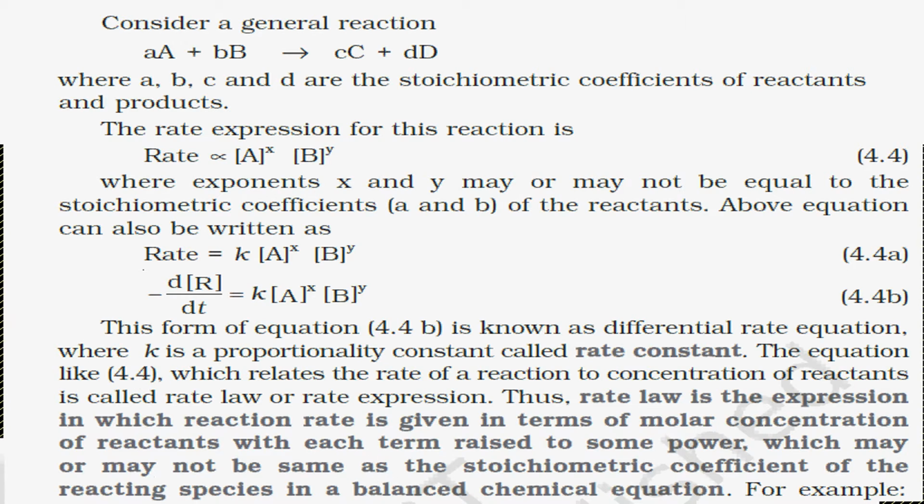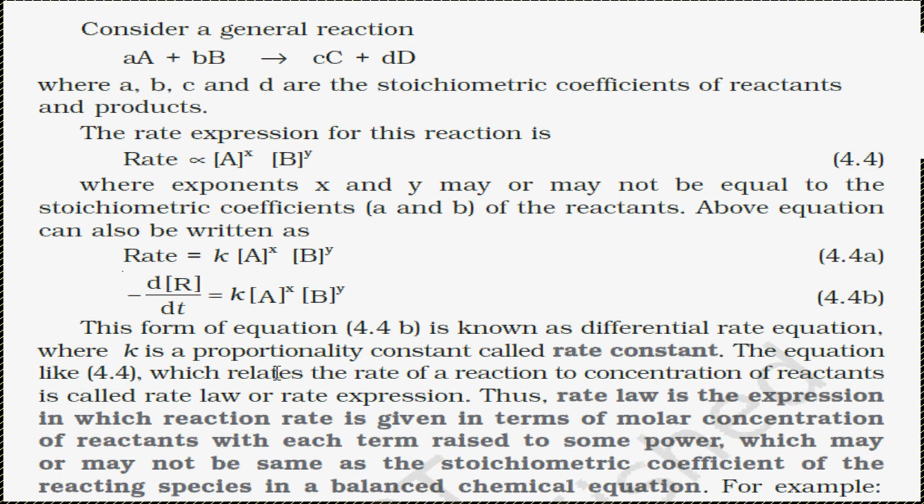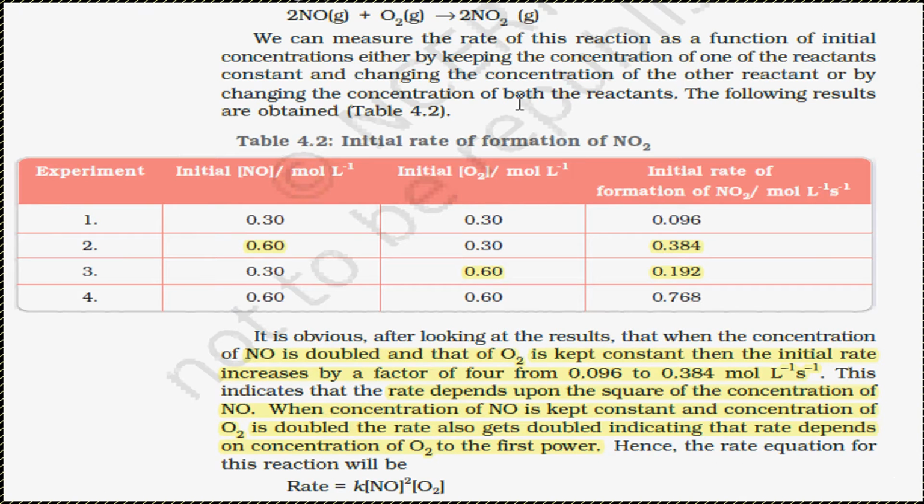So you understood this, we discussed. Now here x and y are known as the order of reaction with respect to A and with respect to B. So here x and y are experimental values. So they may be equal to or not equal to the stoichiometric coefficients a and b. Let us take an example: 2NO plus O2 gives you 2NO2. Now here let us measure the rate of this reaction.